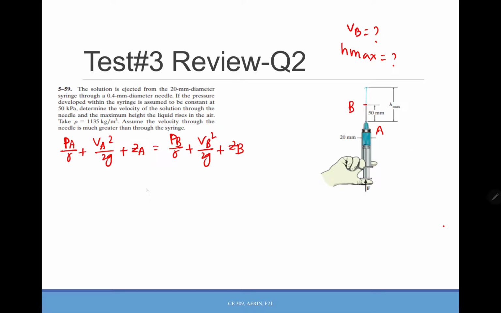At PA, it's given that the pressure developed within the syringe is assumed constant, so PA is 50 kPa. At VA, they say to assume the velocity through the needle is much greater than through the syringe. So that simply says that at A the velocity is very small compared to VB. That means VA is much less than VB, so you can consider that as kind of 0. And at PB it's open to atmosphere, so again that is 0.